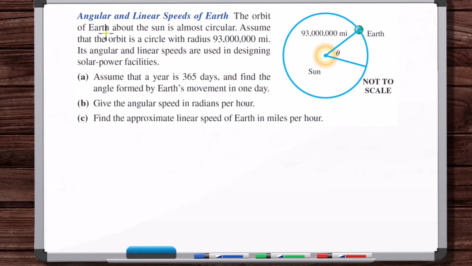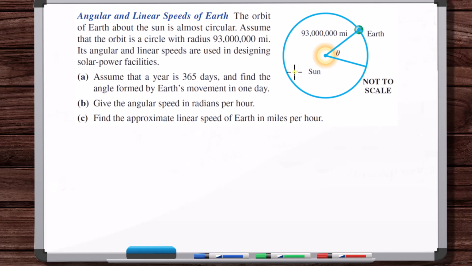The orbit of Earth about the sun is almost circular. Assume that the orbit is a circle with radius 93 million miles. Its angular and linear speeds are used in designing solar power facilities.